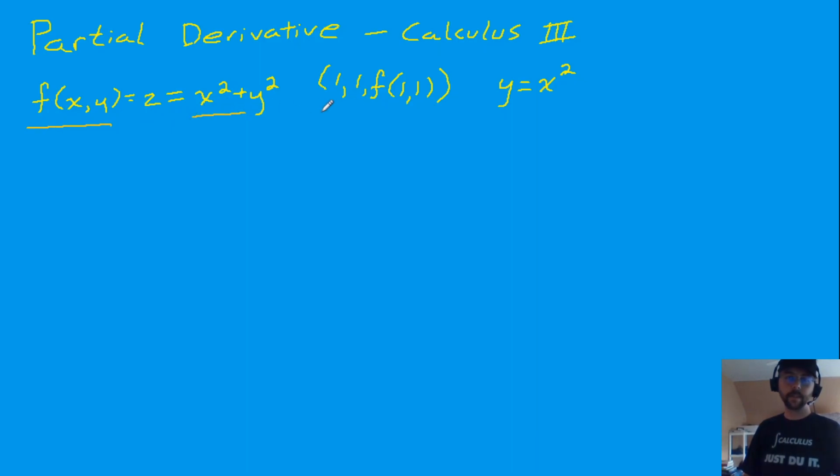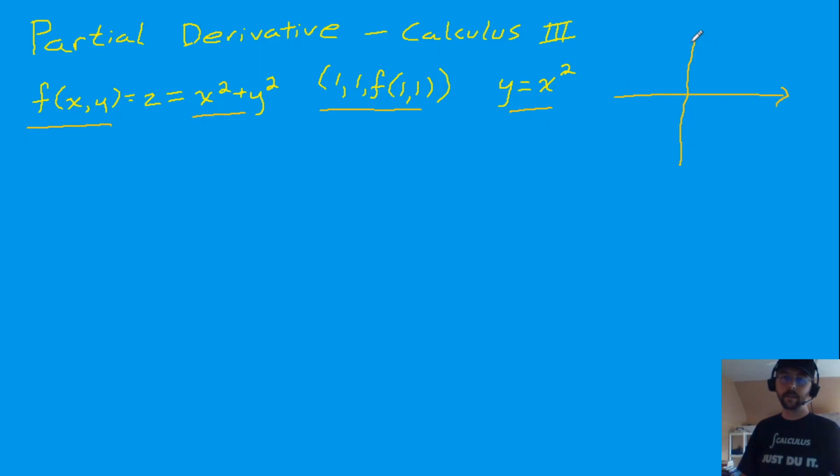we're going to find the partial derivative at this point, x equals 1, y equals 1, and then f of 1, 1, which is 2. So if you plug in 1, 1 squared is 1, plus 1 squared, 1, plus 1 is 2. So z equals 2. And first, though, we're going to take a look at y equals x squared and just kind of review a little bit what taking the derivative does in this case.